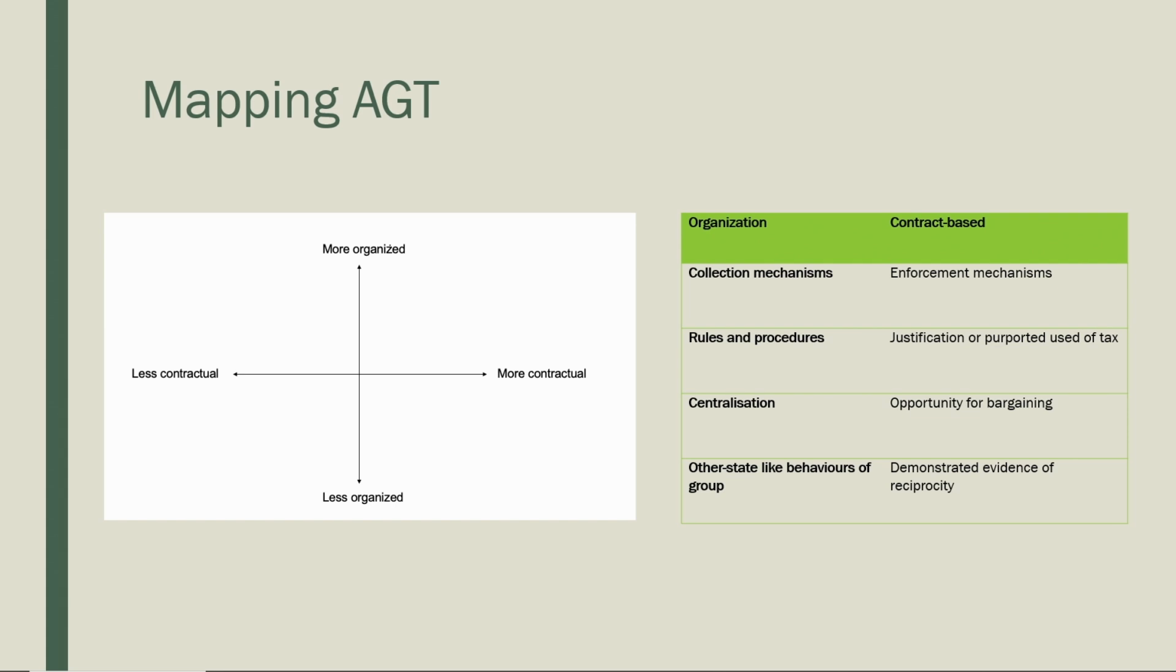What does that mean in practice? Organization is their collection mechanism, their rules and procedures, the level of centralization, and other state-like behaviors. So do they have a tax bureaucracy, a tax office? Do they give receipts? And then in terms of contracts, what are their enforcement mechanisms? So is it violence or the threat of violence? Or do they enforce on the basis of a justification or purported use of tax? Is there an opportunity to bargain, both over how much you pay and what you receive in return? And is there demonstrated evidence of reciprocity?